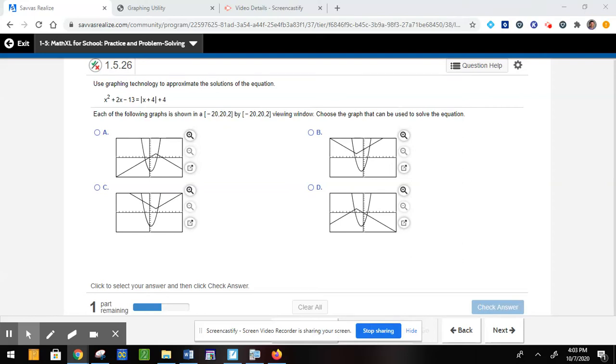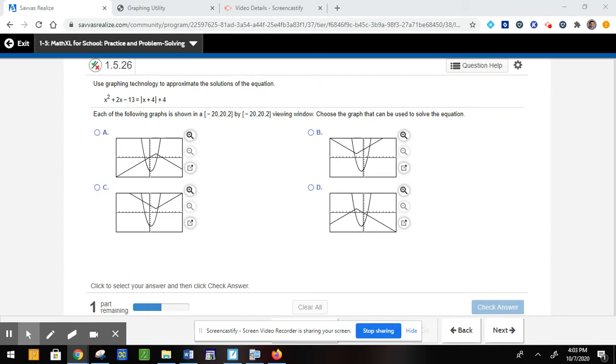So let's take a look at number 22. The first part is multiple choice. Just given what you have here, the first part's quadratic, the second part is absolute value. So the quadratic is going to be a parabola, the absolute value is going to be a V.